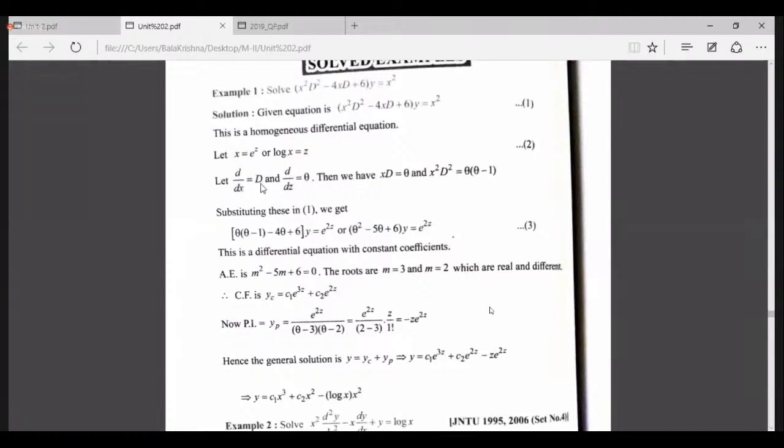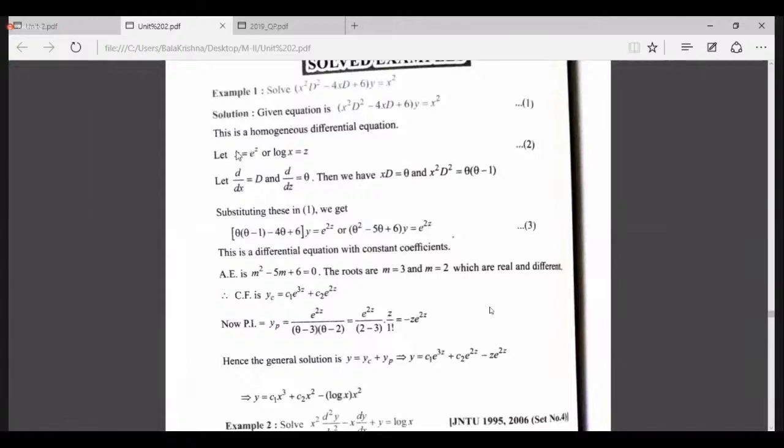So capital D denotes the derivative with respect to x, and theta denotes the derivative with respect to z. You will have this when you assume x is equal to e power z, such that log x is equal to z. Please remember these points. You should assume x is equal to e power z.